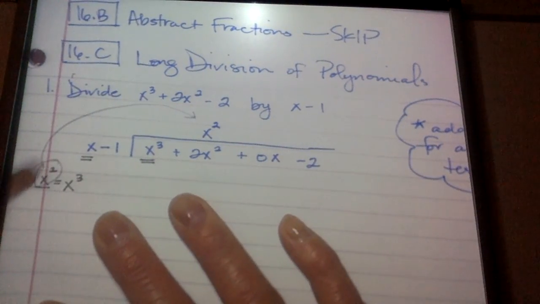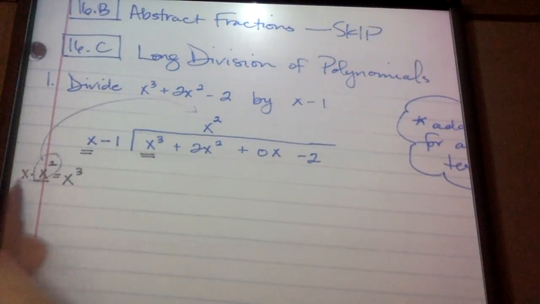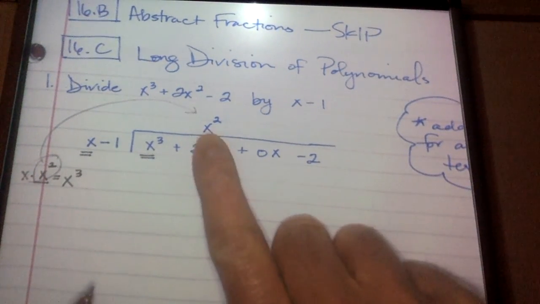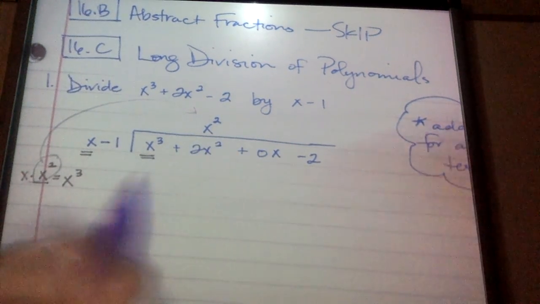Now, maybe you're hopefully starting to remember this process. Now I have to distribute x squared times both terms on the outside. So x squared times x is x cubed.